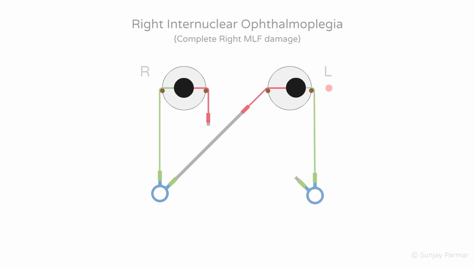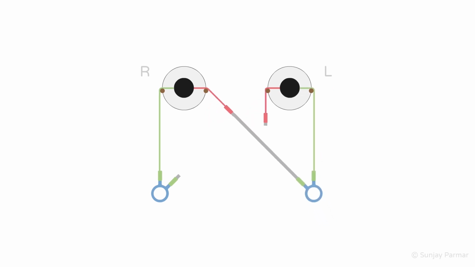This is represented in the analogy with the left blue handle being repeatedly pulled in an unsuccessful attempt to pull the right eye, but at the same time, this repeated pulling acts on the left green rope to create the dissociating abducting nystagmus. If the left MLF is damaged, this becomes a mirror image of the previous case.